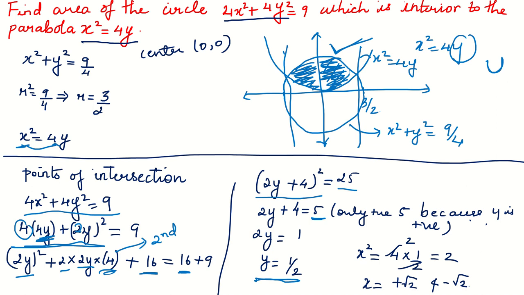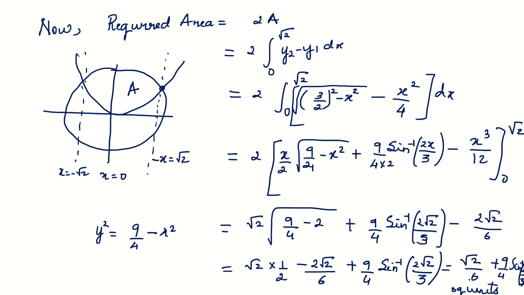Now I want to integrate along the x-axis, so I do not want to deal with y, so I will put this here. That's what I have done. I have put x square is equal to 4y, and y is half, which gives 2. So x is equal to plus root 2 and minus root 2. Now I've got both the points. Now I'm going to focus only on this part, that is from x equal to 0 to x equal to root 2. The total area is 2 times this area.